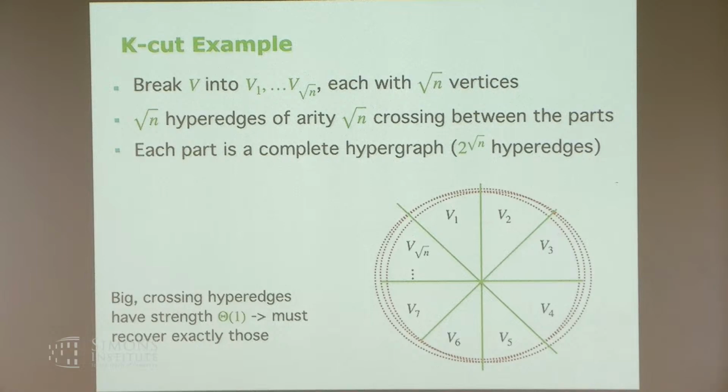Either way, if we go back to our algorithm, what we wanted to do was recover all the edges with small k-cut strength. And that includes these hyperedges. Right? We need to recover all of these big crossing hyperedges of arity square root n if we want to use Kent's framework for sparsification.